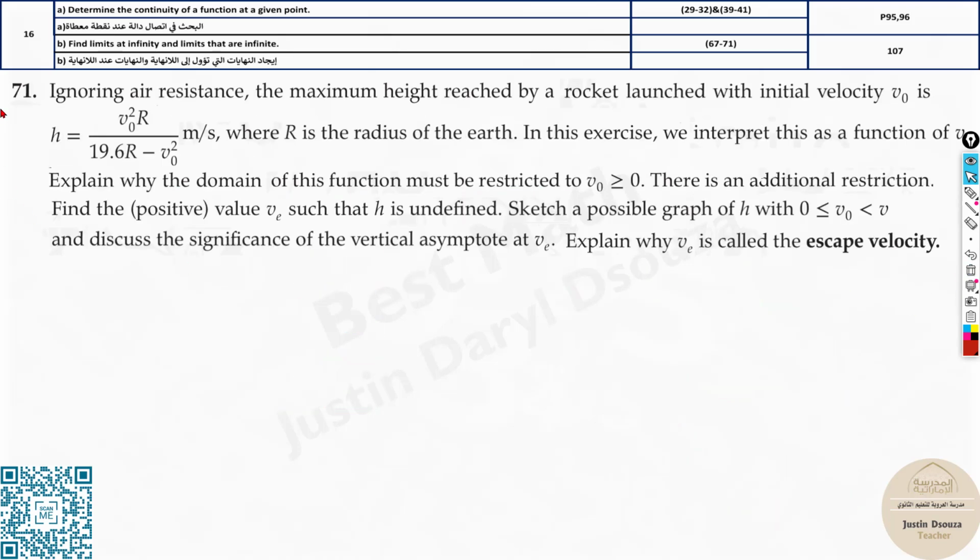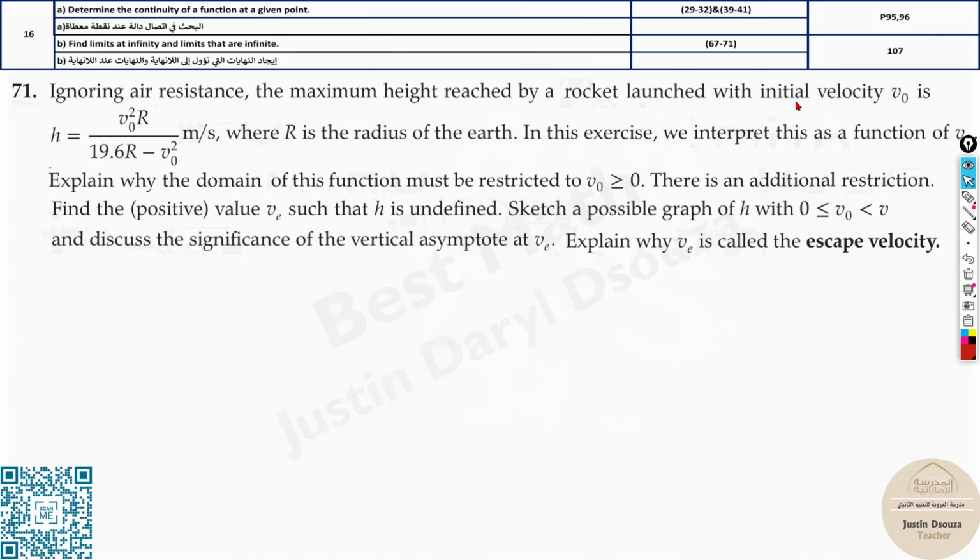We move to the last question in this topic 16. That's question 71. Ignoring air resistance, the maximum height reached by a rocket launched with the initial velocity v0 is given over here, where r is the radius of the earth. In this exercise, we interpret this as a function of initial velocity. Explain why the domain of this function must be restricted to v0 greater than or equal to 0.